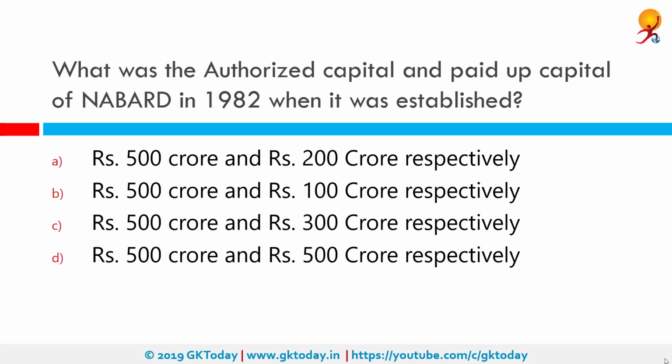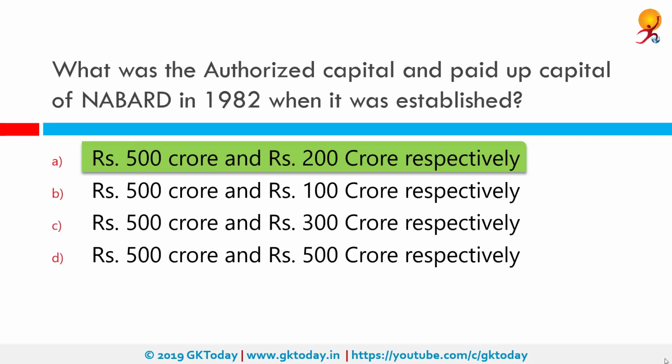What was the authorized capital and paid-up capital of NABARD in 1982 when it was established? So it was set up with an initial capital of rupees 100 crores and its paid-up capital right now is 10,580 crores. So that's how much it's grown. When it did begin, the authorized capital was 500 crore in 1982 and 200 crore for your paid up capital.